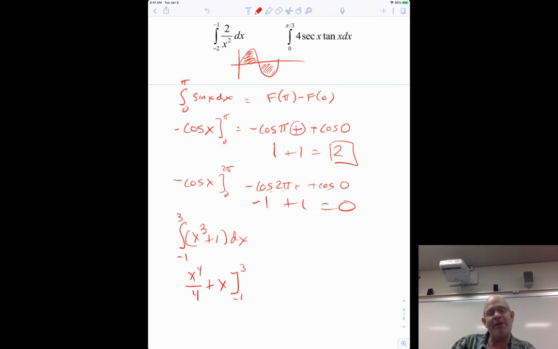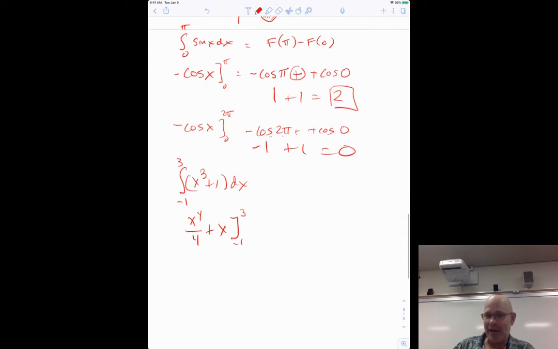Oh, by the way, some people ask me about the plus c. Remember normally when you take an antiderivative, you do a plus c. I'll come back to that question here in 1 minute. When I'm finished with this, I'll show you why we don't worry about it. So 3 to the 4th is 81 over 4 plus 3. That's plugging in the 3, minus, plug in the negative 1. So you get 1/4 minus 1.